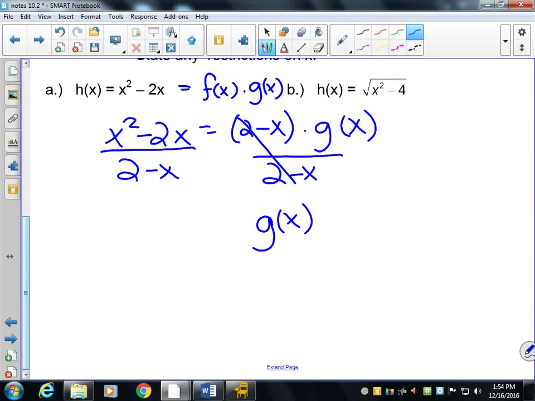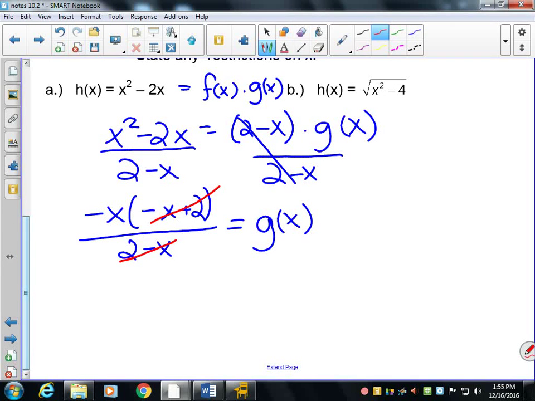This looks close to something in the top, right? Can I pull like a negative x out? If I pull a negative x out of the numerator, what am I left with? Negative x plus 2, right? And this is 2 minus x. Is negative x plus 2 the same as 2 minus x? It is, right? So we can cross this out, and then negative x is equal to g of x.